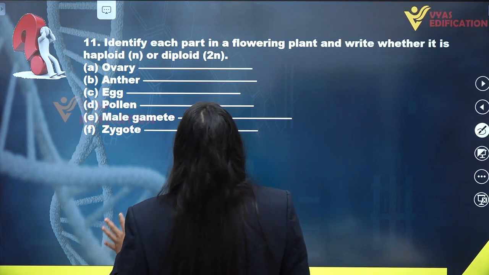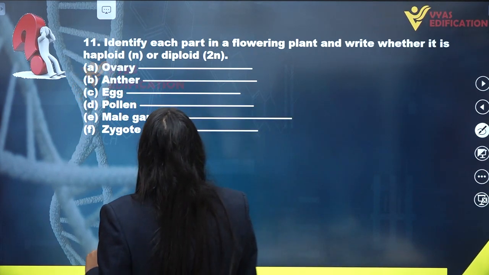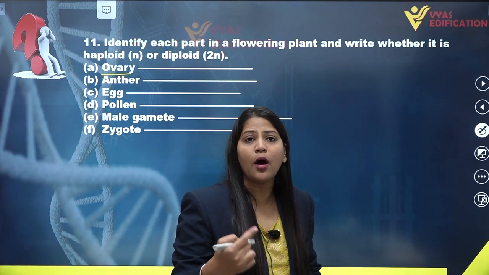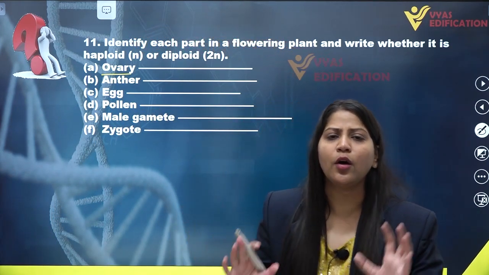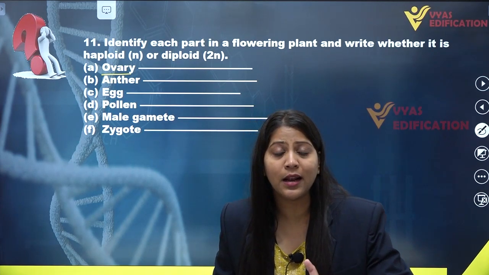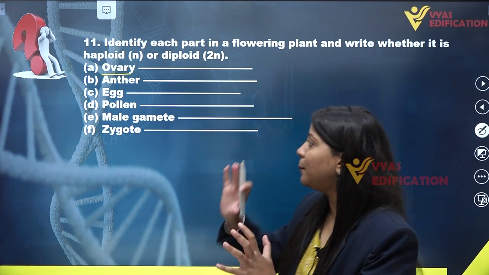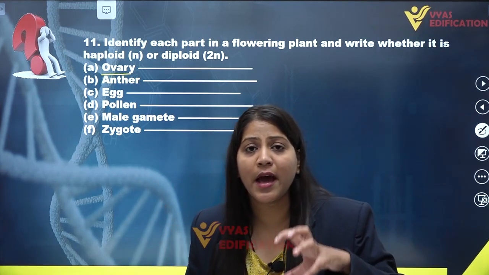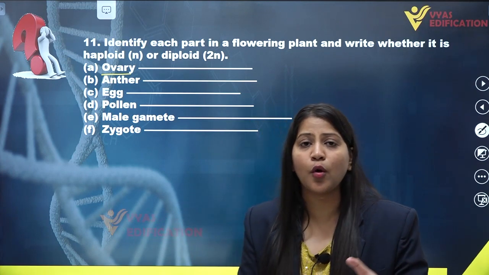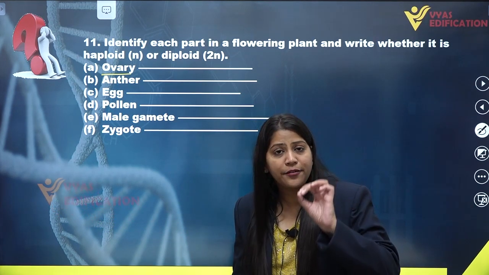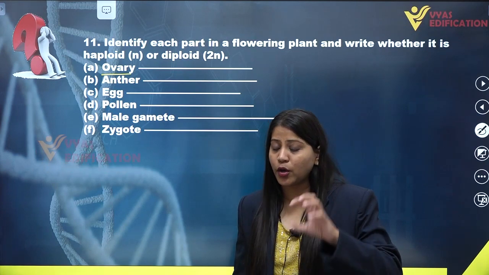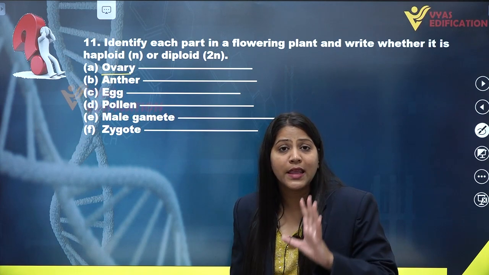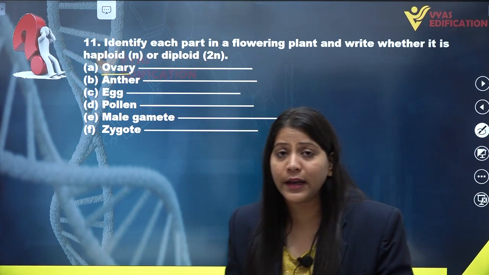So first, if we're talking about A, that is ovary, we have to find out whether the ovary is actually haploid or diploid in nature. Now what is haploid or diploid in nature? That means we have to tell whether the part given to us is having a full set of chromosomes or a half set of chromosomes. If the cells of any part or organism contain only a half set of chromosomes, then it is said to be haploid in nature.